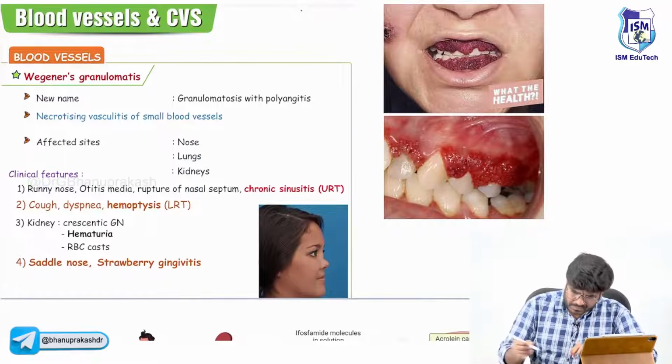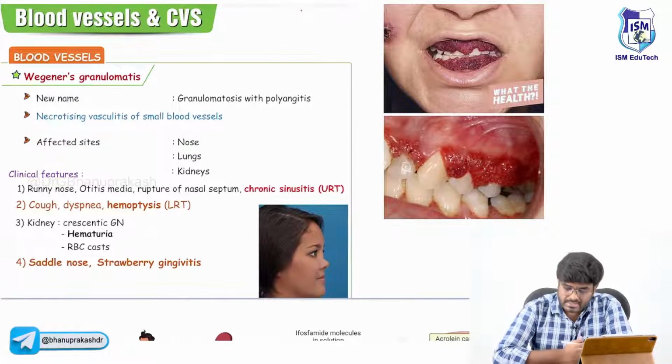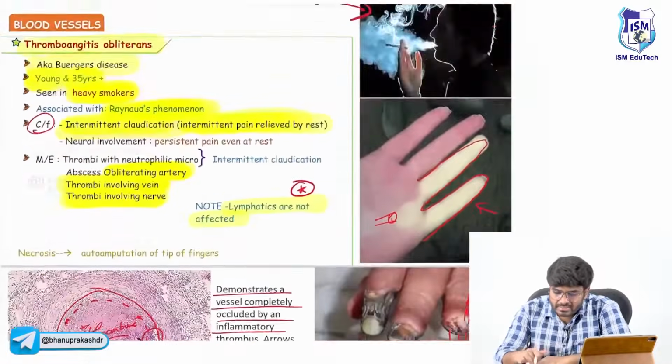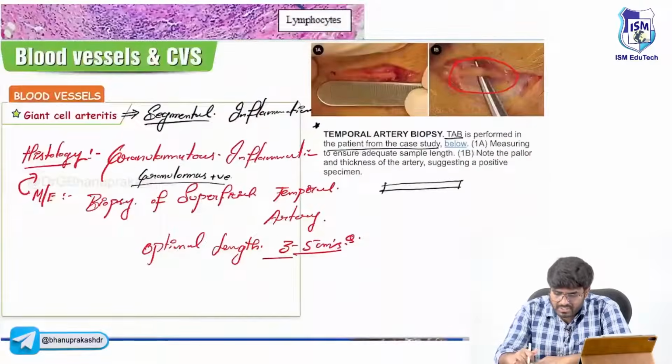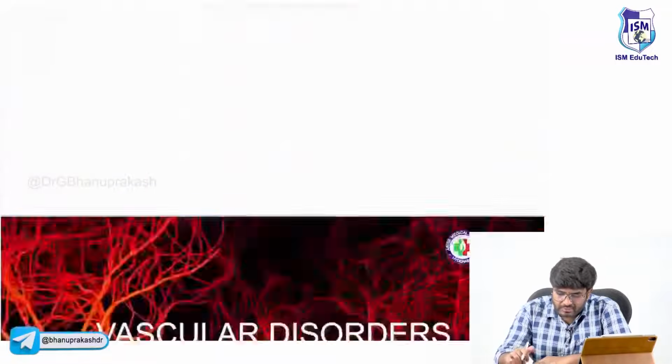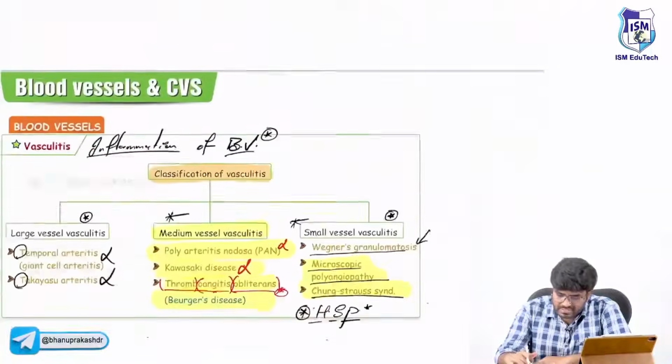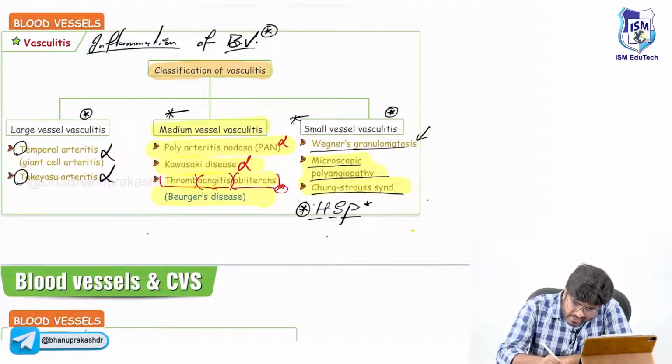Okay. Now, after this, let's discuss the small vessel vasculitis. We are going to start with the small vessel vasculitis. Look here, what is small vessel vasculitis? The first small vessel vasculitis that I am going to discuss is Wegener's.